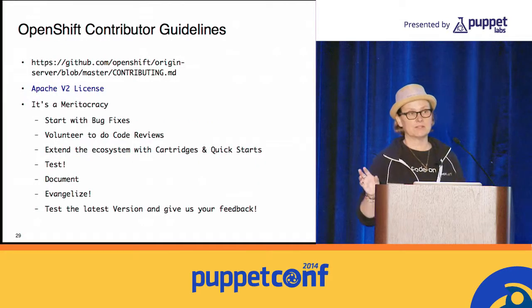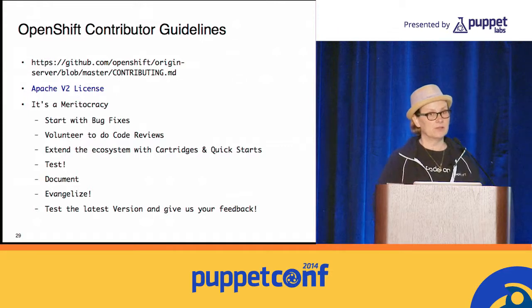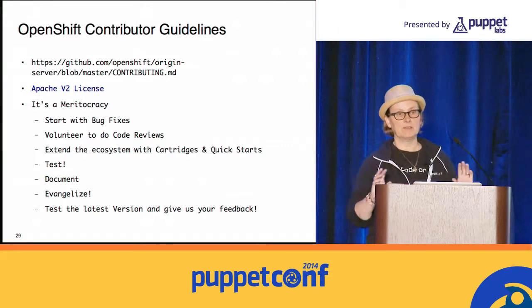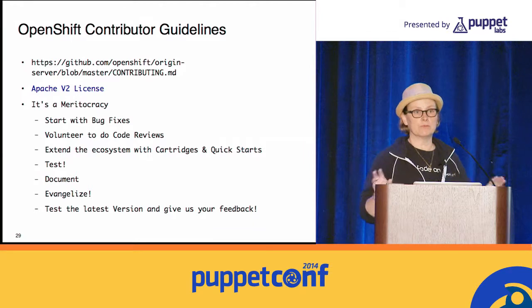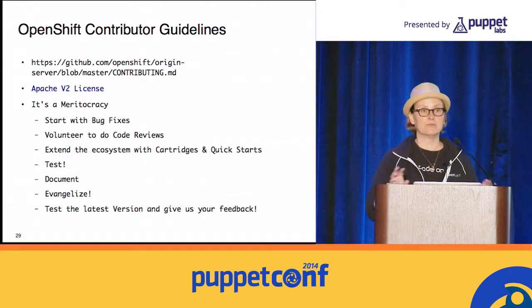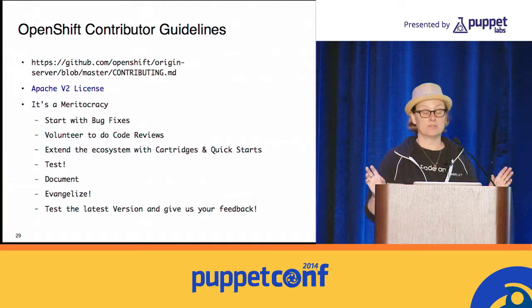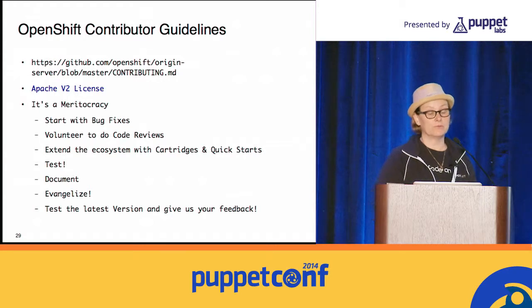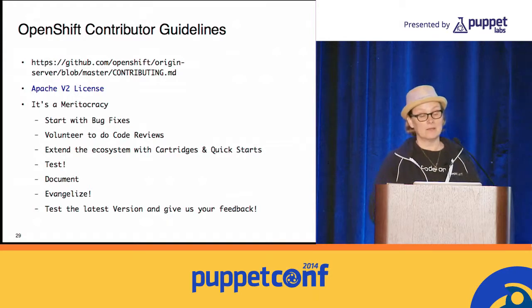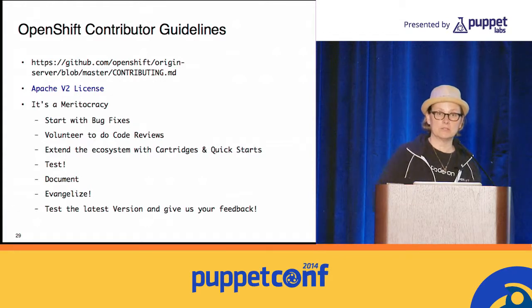The whole project itself is Apache v2. It really is a meritocracy. If you want to get involved, if you're Puppet experts and you're deploying this and you find something, you can even just give us a bug fix or do code reviews on it. Anything is happily accepted. We've really been working hard on this latest release of Origin.